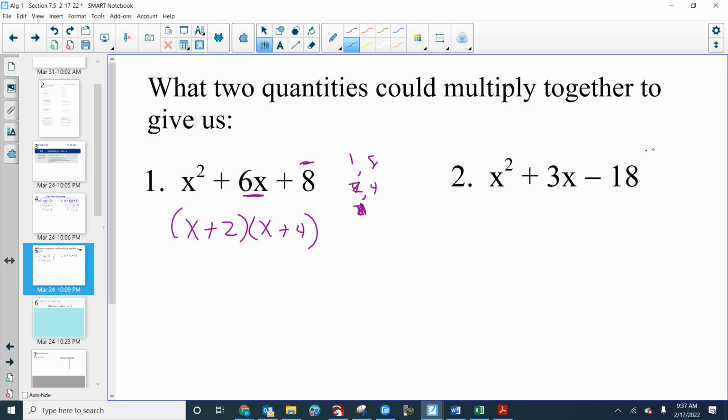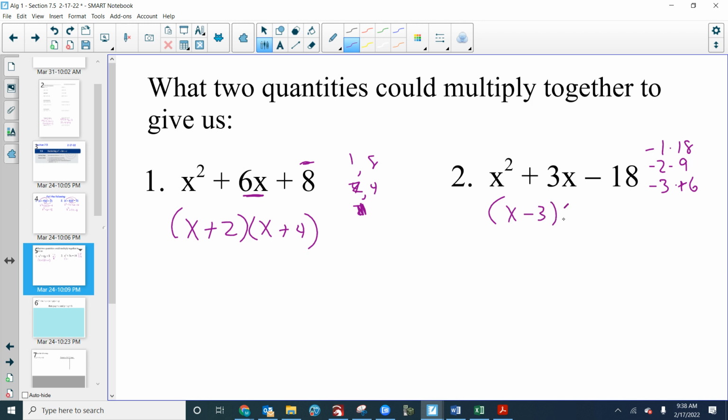So I have this, right? Does that add up to 3? No. How about 2? Let's see. -2 times 9 is -18. But does -2 plus 9 equal 3? No. What's my next one? 3 and 6? 3 times -6. Okay, but this is going to be this way. Does that work? It does, doesn't it? So my answer would be this.